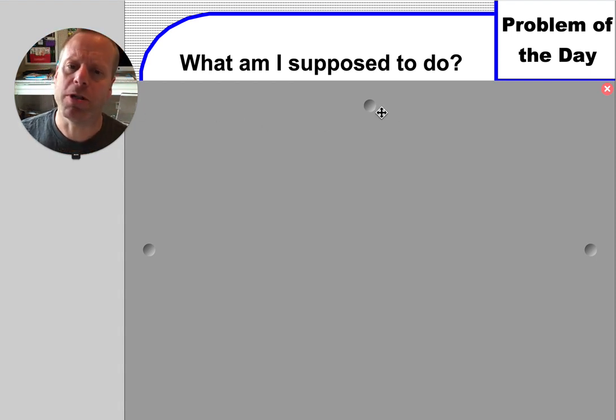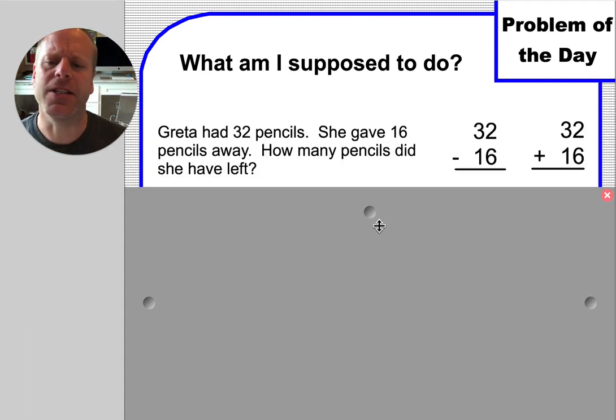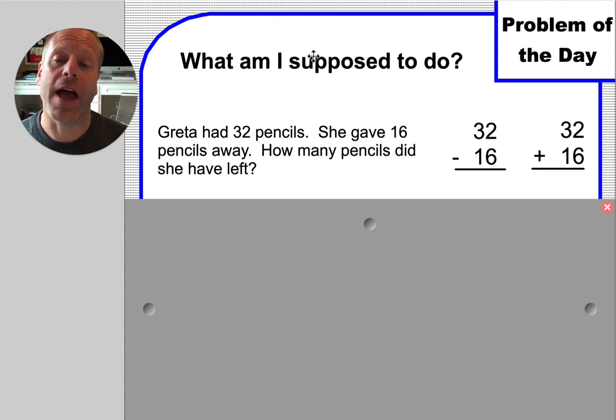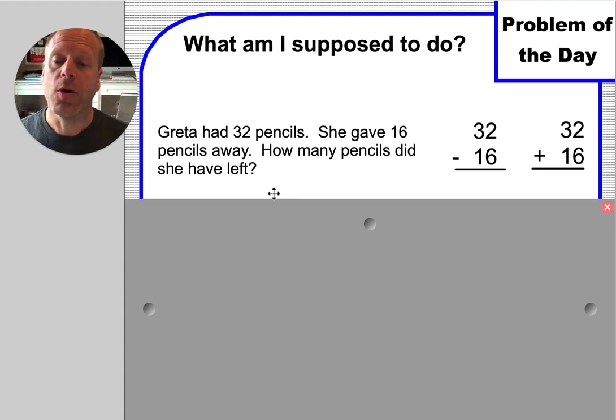What am I supposed to do? Lots of kids don't love story problems, and I'll tell you why. Because nowhere in the problem does it say add or subtract. Instead, you have to understand what is happening. And I'm going to suggest that as we read this story, we represent it as a model, and that model will help us know, am I supposed to take the numbers and subtract? Or am I supposed to take the numbers and add? What am I supposed to do?